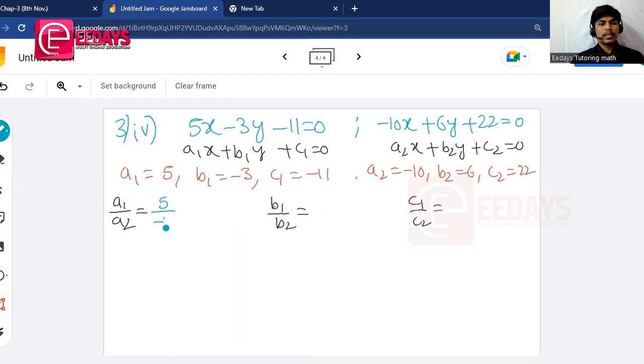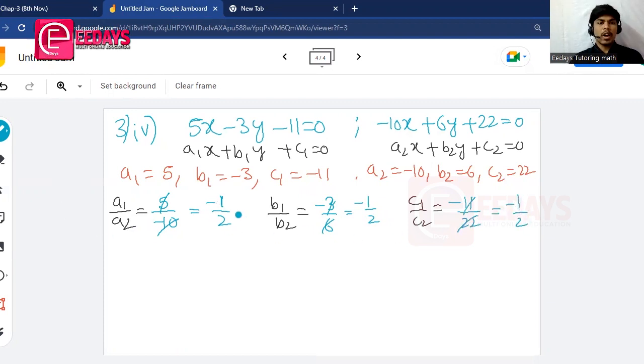5 by minus 10, 5 twos are... So that's why 1 minus 1 by 2 you'll get. I mean, minus comes to the numerator, it becomes minus 1 by 2. And b1 by b2, that is minus 3 by 6. After cancellation, you will get minus 1 by 2. c1 by c2, that is minus 11 by 22. After cancellation, you will get minus 1 by 2.